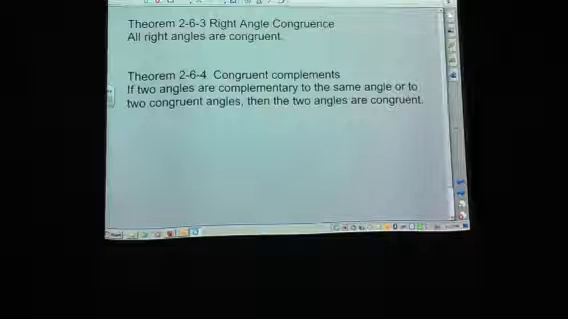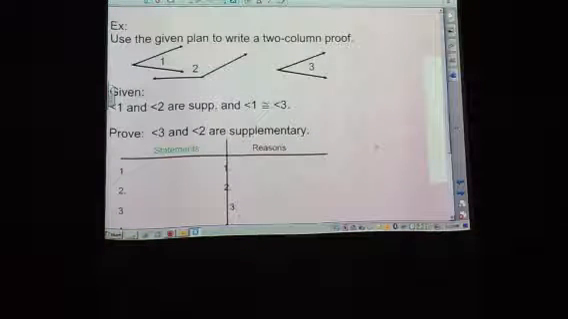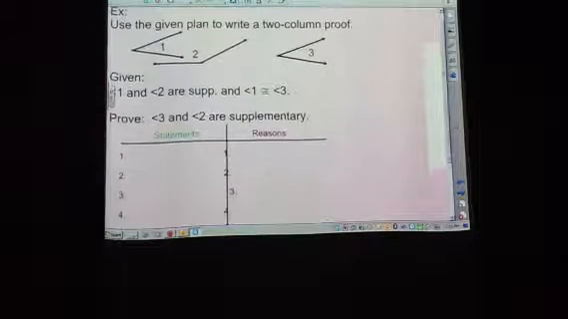And then the congruent complements theorem, which is probably going to be pretty similar to the congruent supplements, but with complements instead, which is if two angles are complementary to the same angle or two congruent angles, then the two angles are congruent themselves. So go ahead and put those in notes, pause the video if needed, and we're going to continue on.